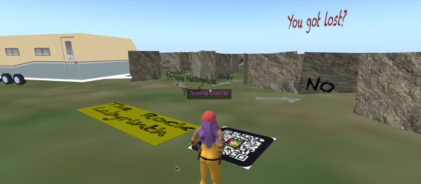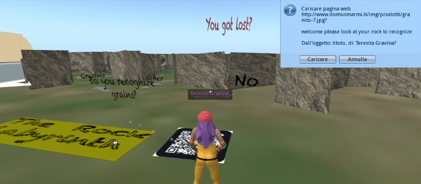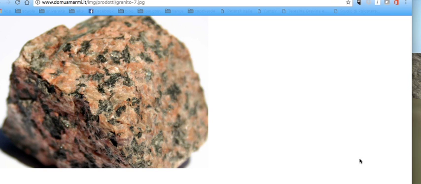When you arrive in this labyrinth, you have a gift of welcome, and this gift is a photo. In this case, it is a photo of a rock I decided to show to the students who are playing in this labyrinth, so they have the opportunity to study it and observe the details. But if you want, you can also give the students a real rock sample.